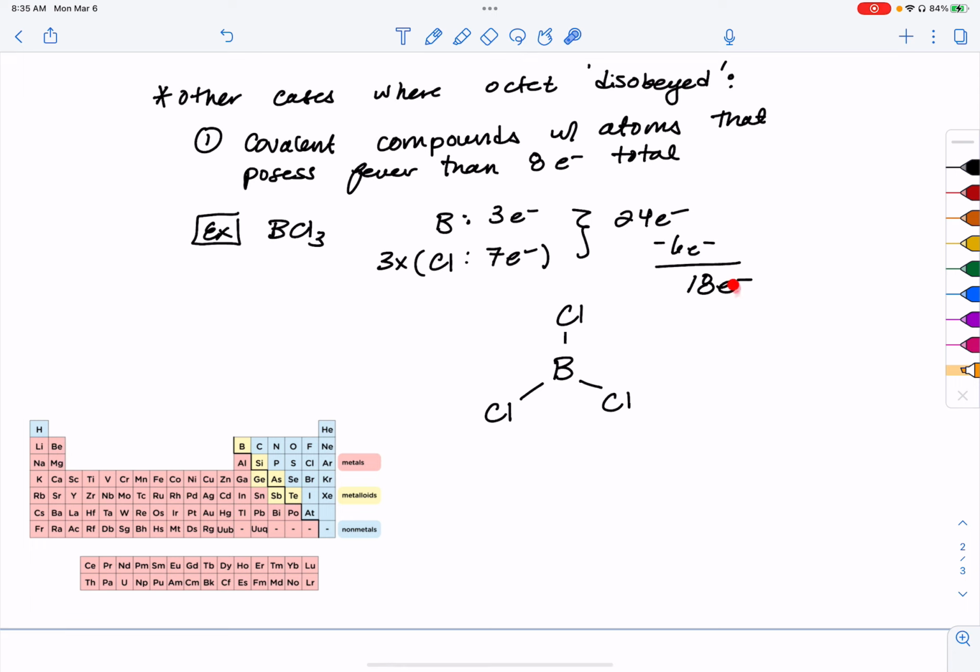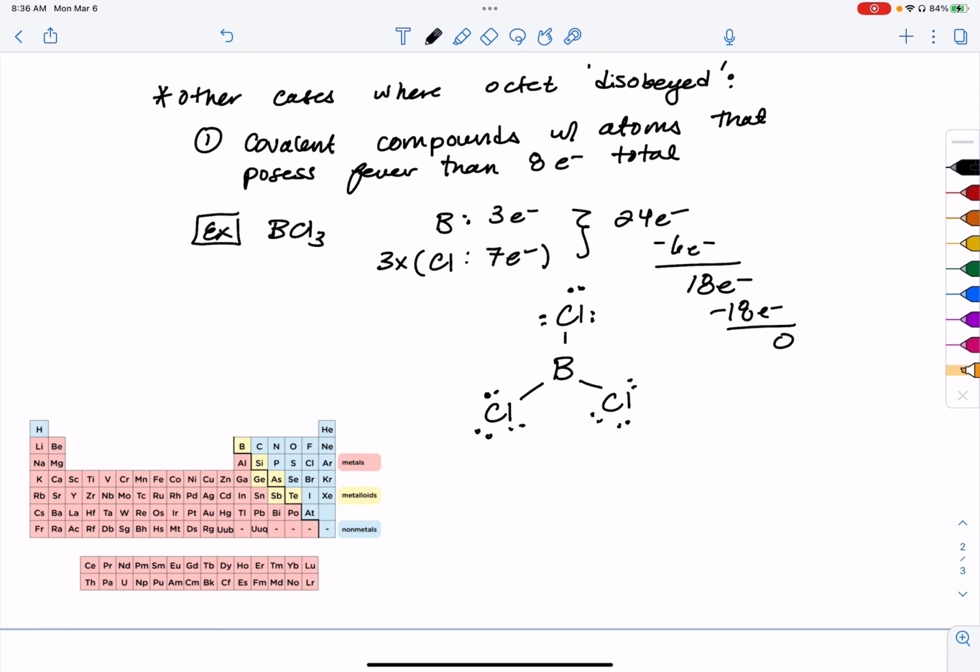I would now fill in the octet of my outermost atoms using the convention where we start with the most electronegative. These are all chlorine atoms, so I'm just going to pick one. So 1, 2, 3, 4, 5, 6 of my 18 has been used. 7, 8, 9, 10, 11, 12 of my 18 has been used. 13, 14, 15, 16, 17, 18 of my electrons have been used, meaning I am out. I no longer have any electrons that I could use to start adding in electrons here on the boron.